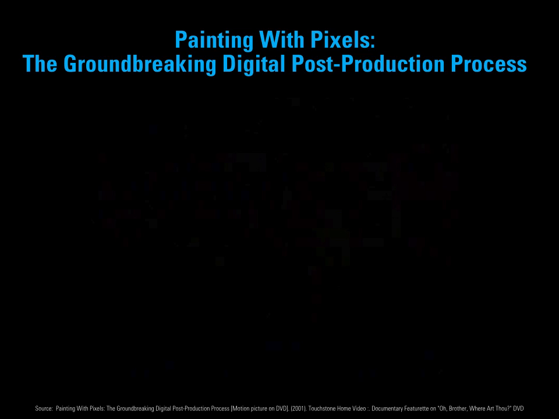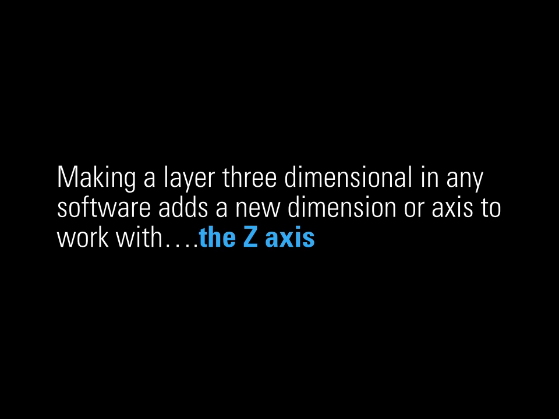Since film is a two-dimensional medium, it really only operates on an X and Y axis. But when you start adding layers to your images to add depth, you're introducing a third dimension, the Z-axis.